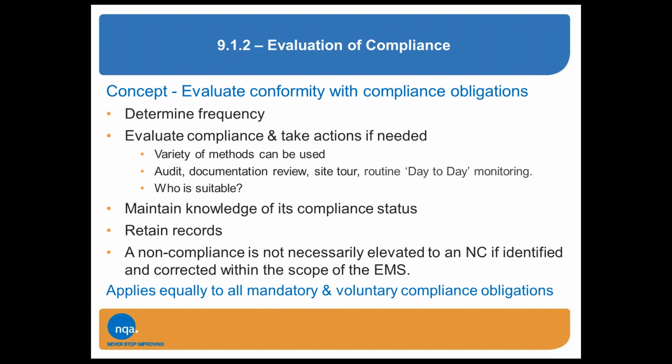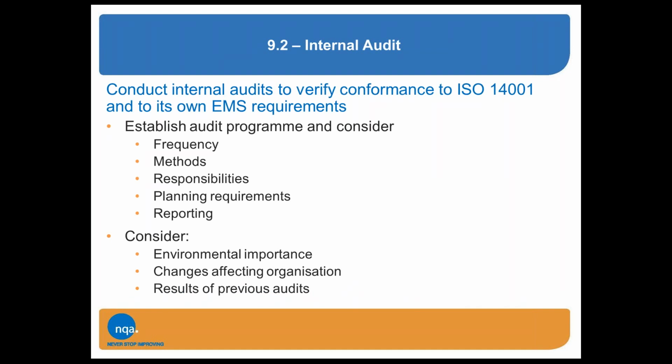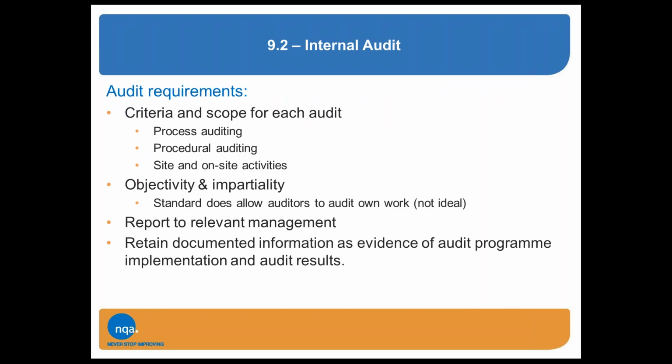We will accept that you've got a handle on the situation, you were aware of it, and you're doing something about it. And that is proving to us that the management system works. Internal audit hasn't changed again, other than numbering. It's all about setting a program, establishing frequency, methods, responsibilities, etc., and considering within the creation of that program the importance of the area being audited, potential changes that may be happening within the organisation, and also really how good the previous audit was. Has it been identified as an area that may cause a problem?